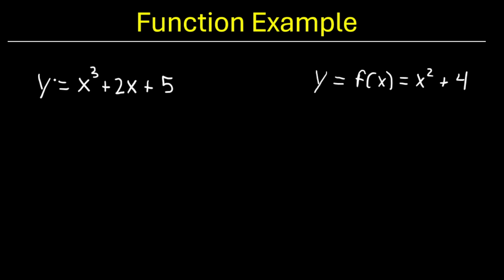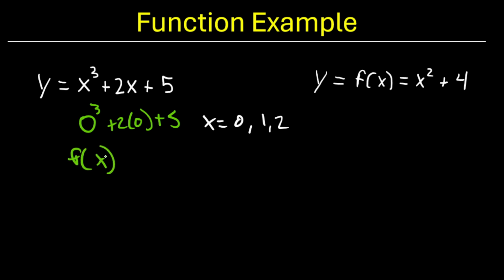So here's some actual examples in regards to y equals. What we can do for each of these, I'm going to plug in x equals 0, 1, and 2, and we'll see how we get our output. So let's start with the left-hand side here. If we plug in 0, we get 0 to the third, which is 0, plus 2 times 0 is 0, plus 5. So I'm going to write f of x, which is f of 0 in this case, equals 5.